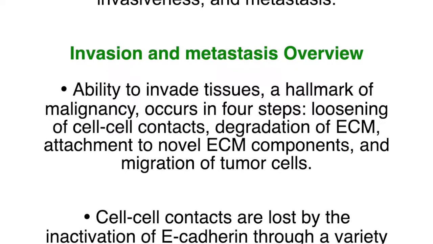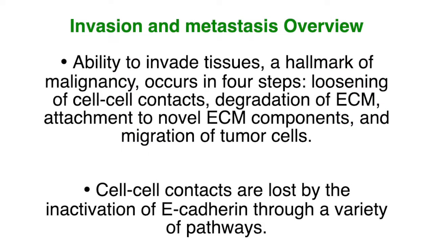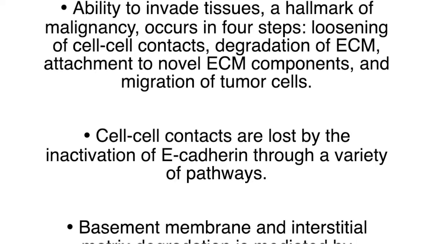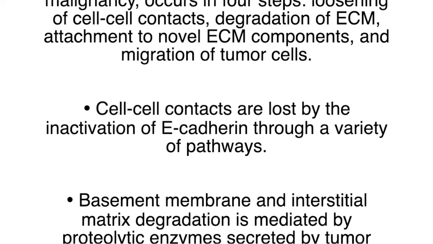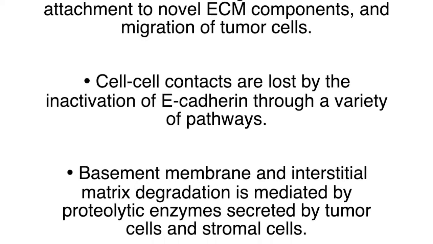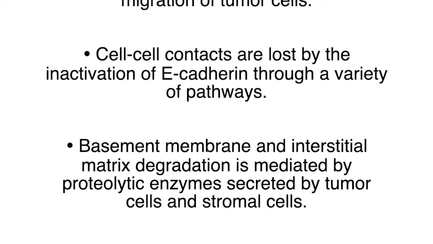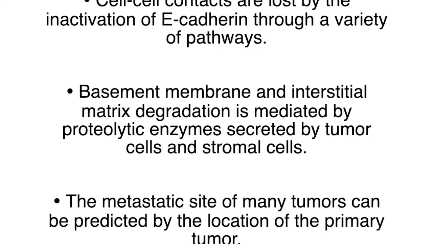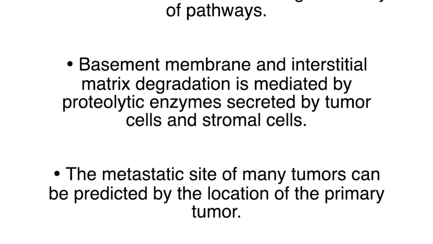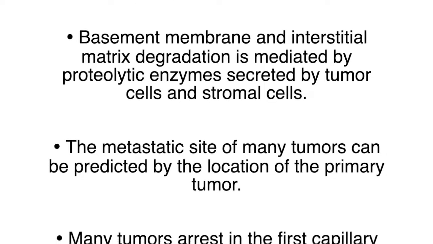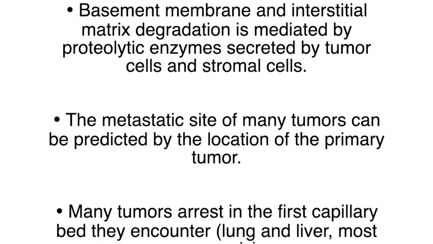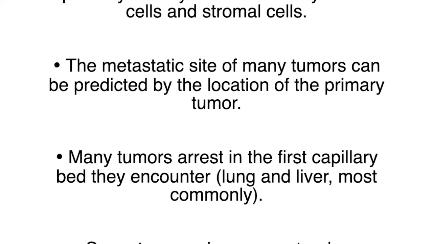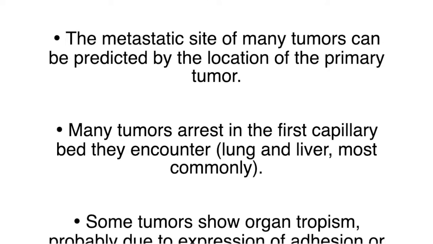Invasion and metastasis overview. Ability to invade tissues, a hallmark of malignancy, occurs in 4 steps: loosening of cell-to-cell contacts, degradation of extracellular matrix, attachment to novel ECM components, and migration of tumor cells. Cell-to-cell contacts are lost by the inactivation of E-cadherin through a variety of pathways. Basement membrane and interstitial matrix degradation is mediated by proteolytic enzymes secreted by tumor cells and stromal cells.